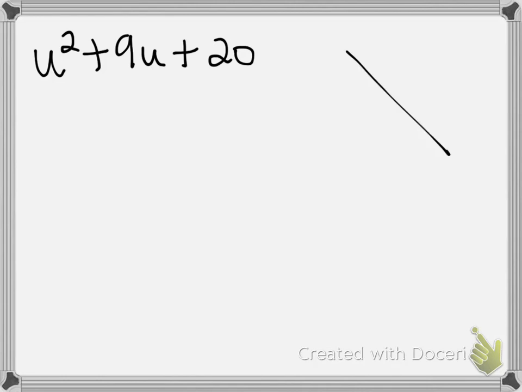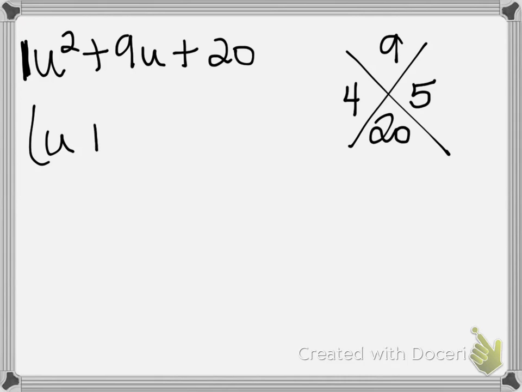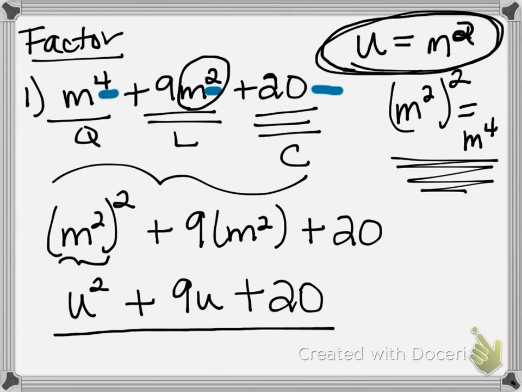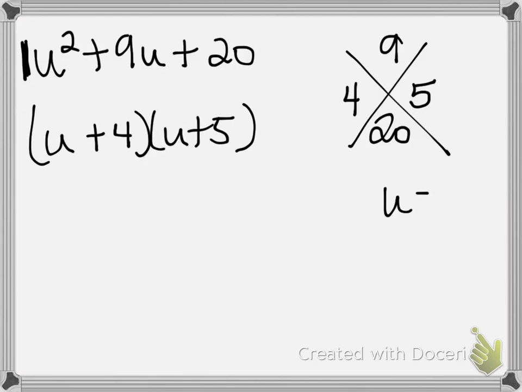So I'm going to do my x factor. If you thought factoring was gone, you are very wrong. I have to think of two numbers that multiply to get 20 and add to get 9, and that'd be 4 and 5. Now notice, a is 1, so I can do my trick. U plus 4, u plus 5. Now, the very last thing you have to do, remember how this was a substitution, u equals m squared? Now I go back and put m squared back in for u.